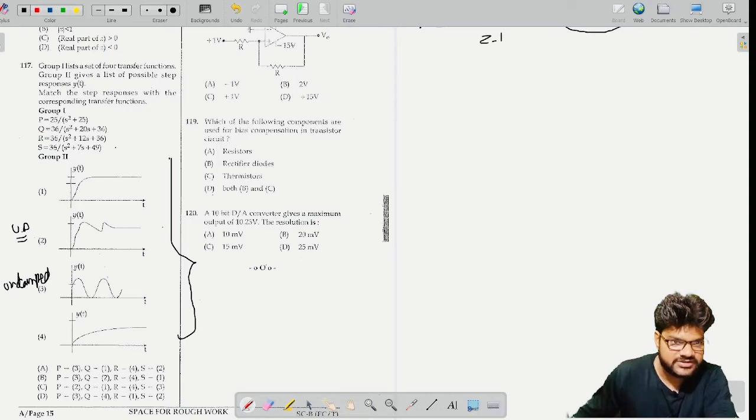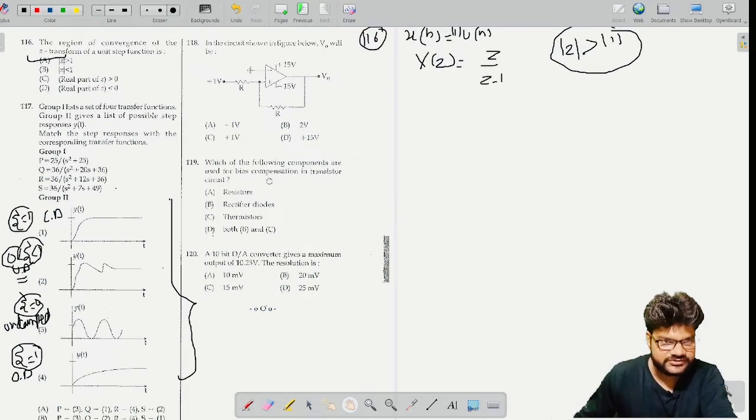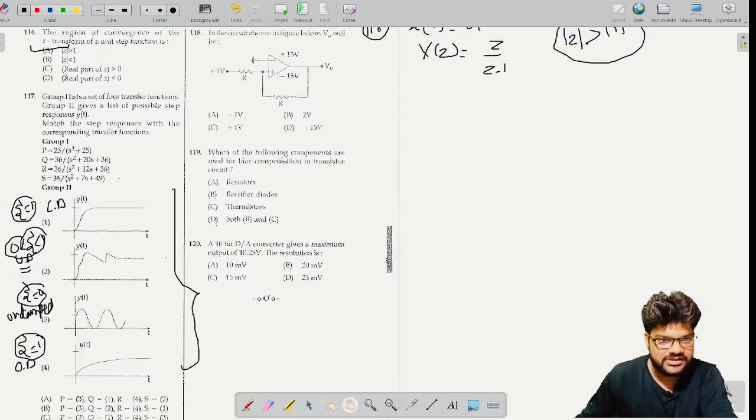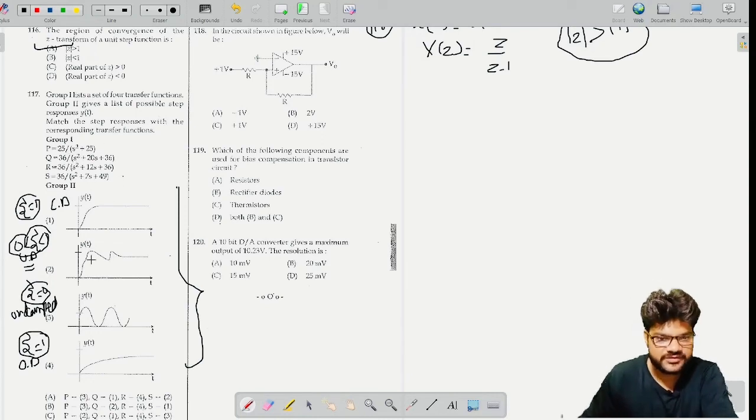And this is the fastest response, so this has to be critically damped, and this is the slowest response, so this has to be overdamped. In critical damping we know zeta is 1, in underdamped zeta has to be less than 1 and greater than 0, in undamped zeta has to be 0, and in overdamped zeta has to be greater than 1. Now let us find out the zeta from the given transfer functions, and then we can easily select which system has which response.